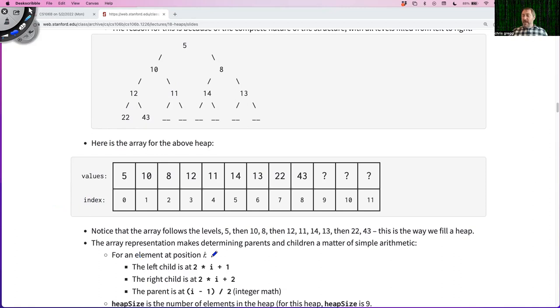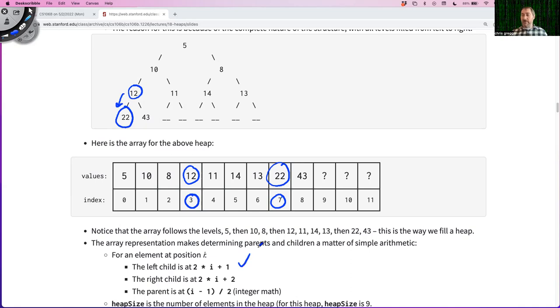Here's the formula for this. If you are at a node, let's pick the 12. If we want to figure out 12's left child, given that 12 is at index 3, you apply the following very simple formula. You multiply 2 times that index to get 6, and then you add 1. Well, 2 times 3 is 6, plus 1 gives you 7. The left child of 12 had better be at index 7, which is the 22. And if we look up here, 22 is the left child of 12. Very cool. That formula works.